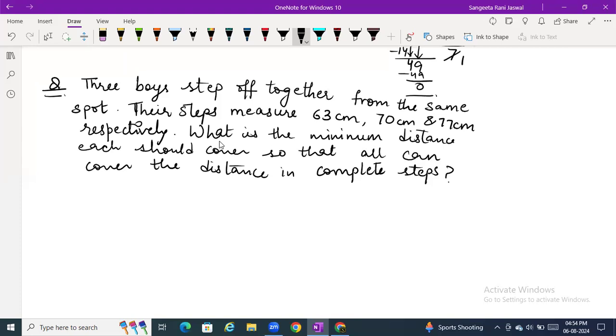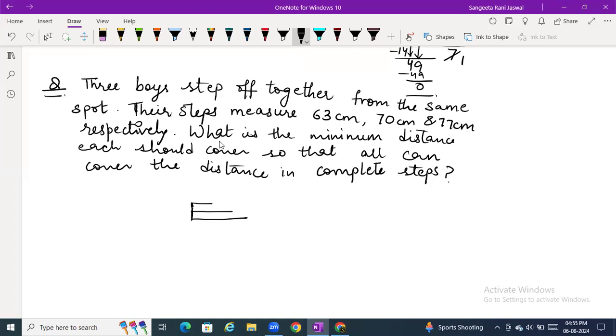Okay. So understand the question again. Three boys step off together from the same spot. Okay, so suppose this is the point. This is the line. Suppose from the same spot they started walking. Their steps measure 63 centimeters, 70 centimeters, and 77 centimeters respectively. What is the minimum distance each should cover so that all can cover the same distance in complete steps?